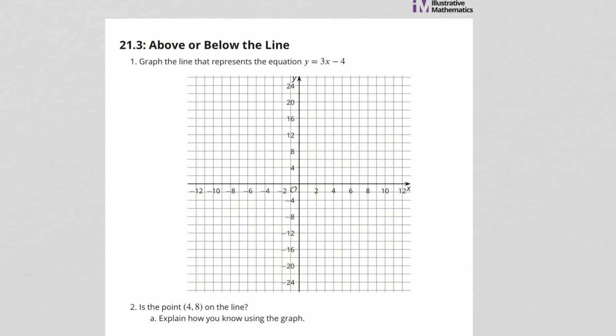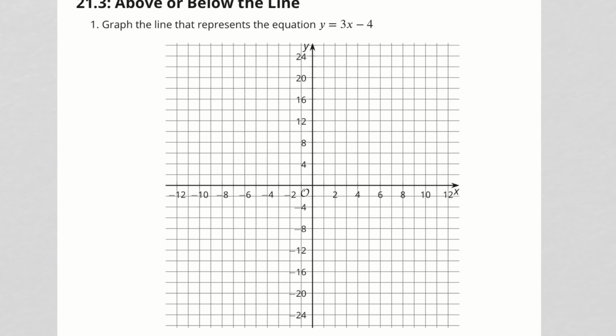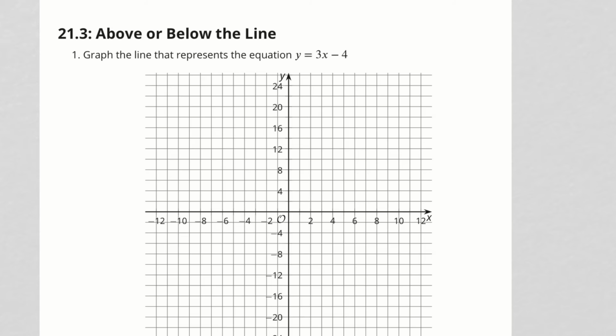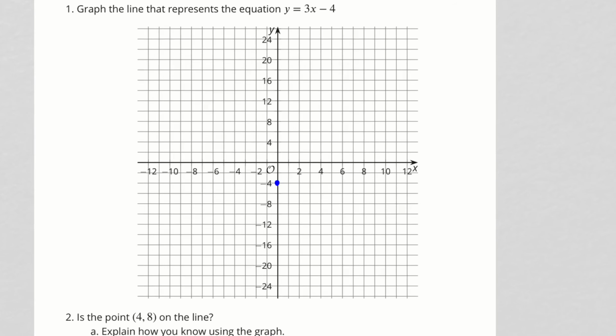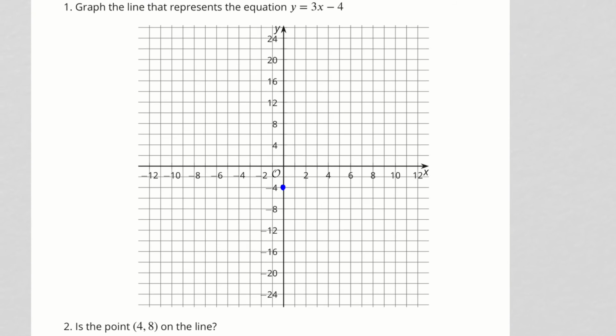Okay, above or below the line. Now, how do we graph this? We have y equals 3x minus 4. Where do we start? What format is this in? We start at -4. Where do we go from the -4? Yep. Go up 3 over 1.